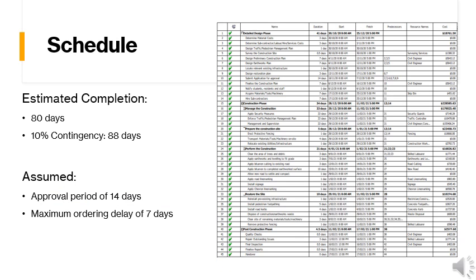Visible on the slide is the project schedule visualized on Project Libra. By scheduling the various tasks involved in the construction project, the completion date was estimated to be approximately 80 days. This duration has not yet had a contingency applied to it, and therefore, the expected completion date has been determined as 88 days. Within this period, it is assumed that approval time takes a maximum of 14 days and material procurement takes maximum 7 days.